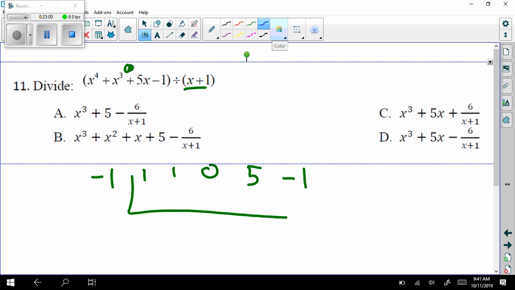Synthetic division is add and multiply. So add straight down, you get 1. Multiply, you get negative 1. Add straight down, we get 0. Multiply, we get 0. Add straight down, we get 0. Multiply, we get 0.